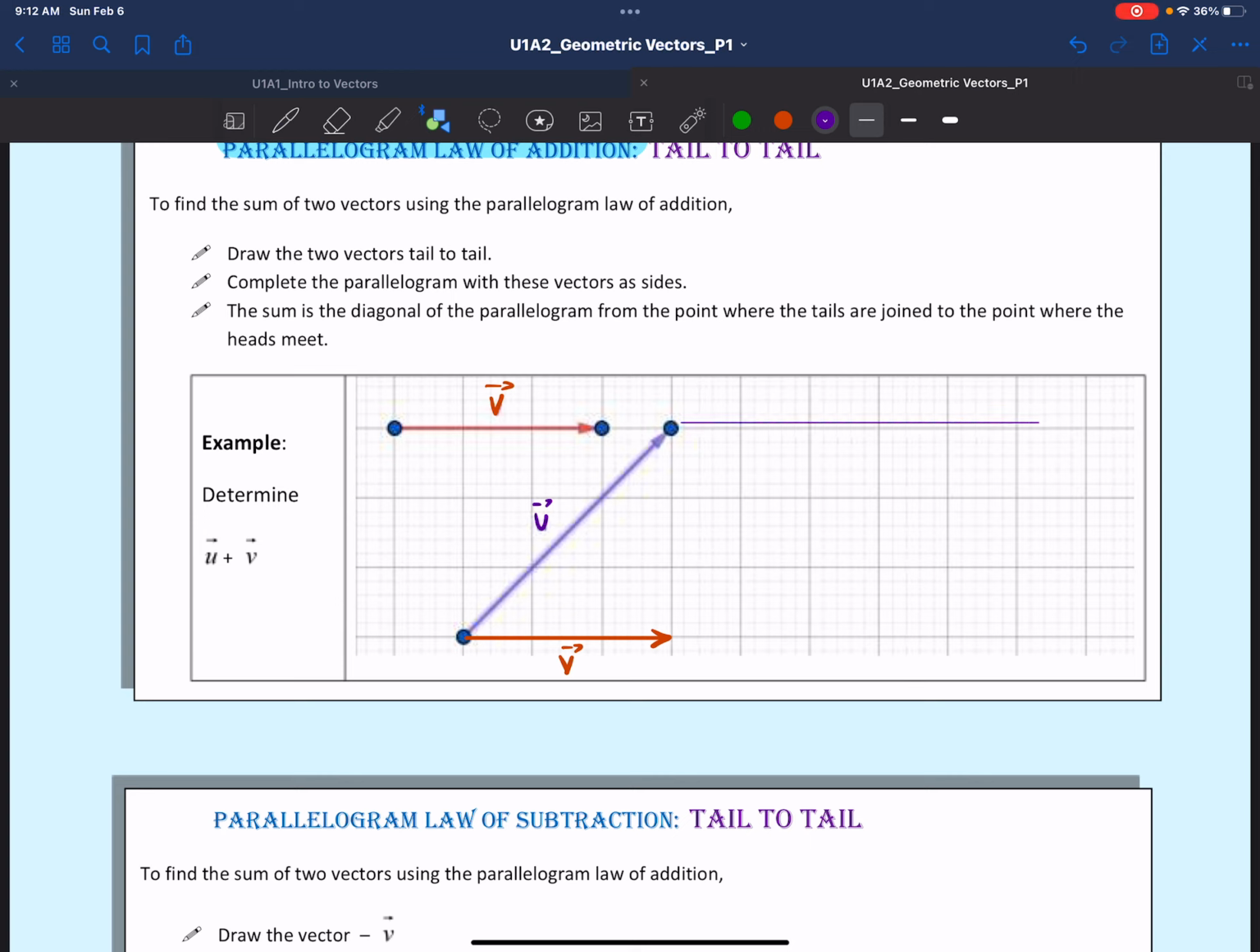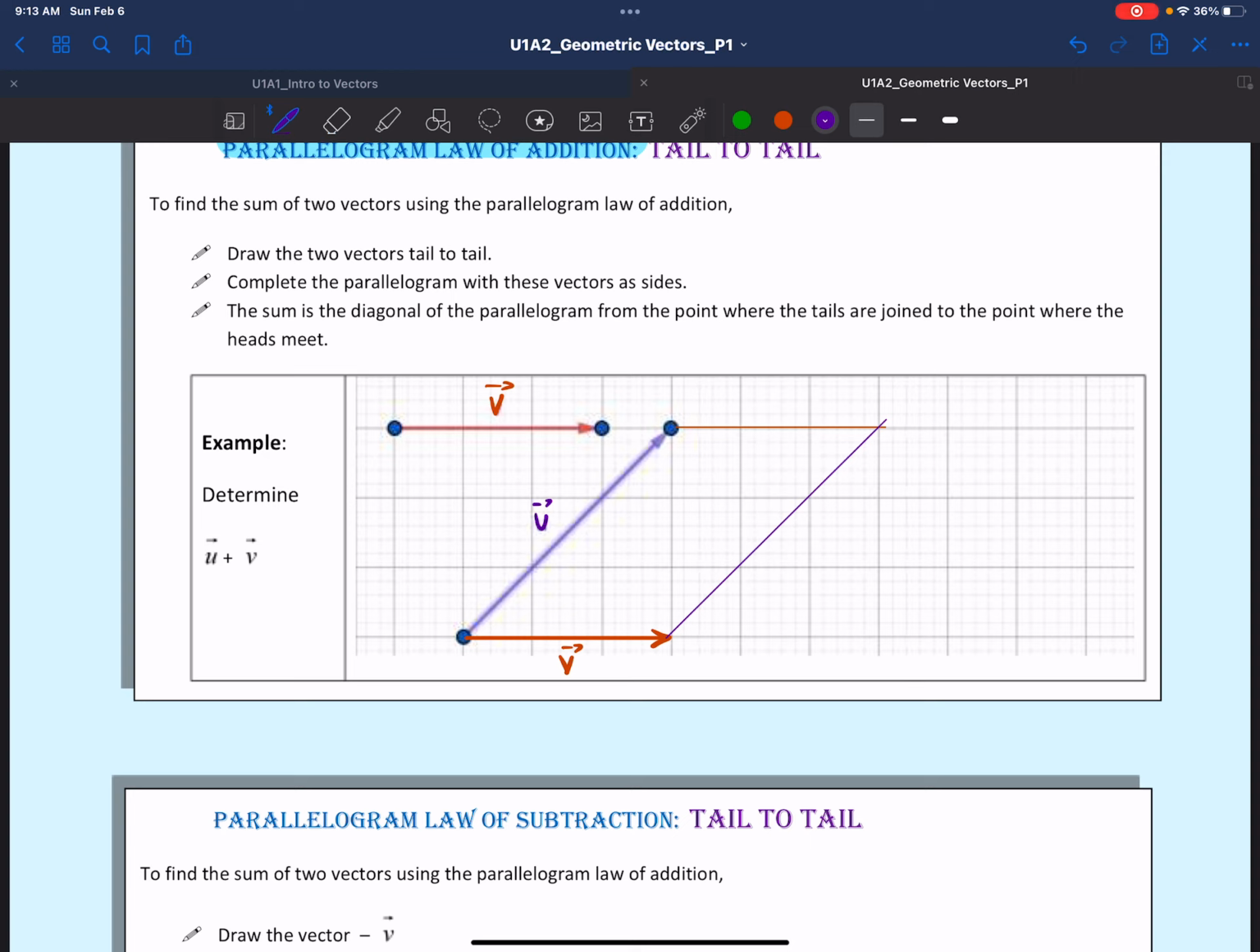So I will draw one line parallel to vector v. And here goes another line parallel to vector u. Now we have created a parallelogram, so I'm going to delete the rest of the line that I don't need. So as you can see here, we have a perfect parallelogram.